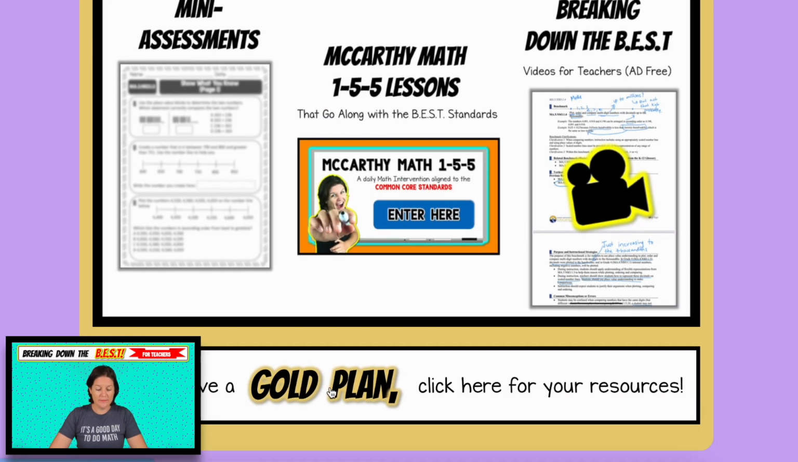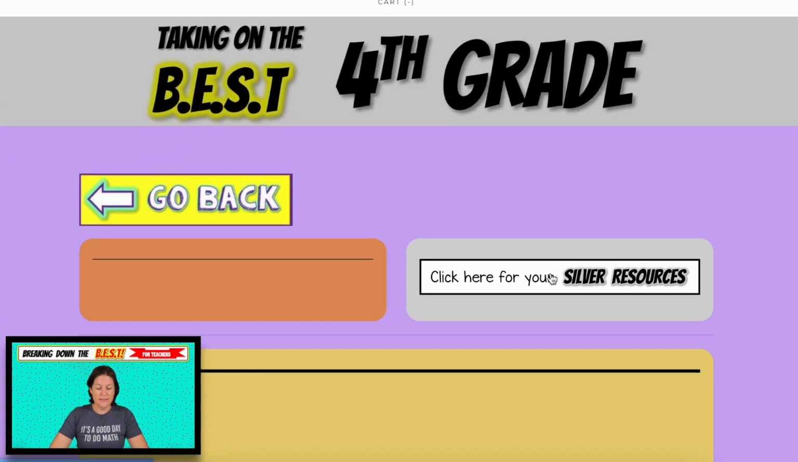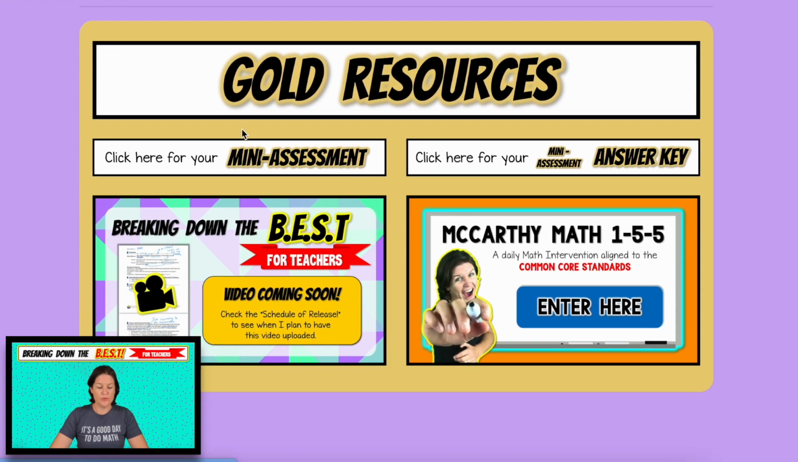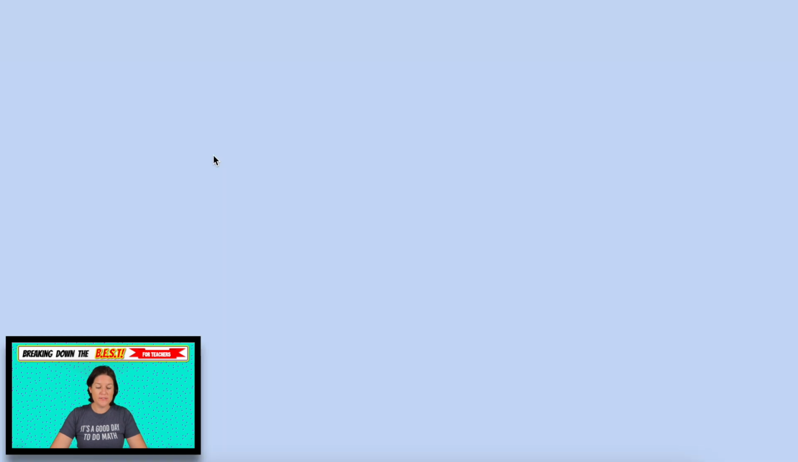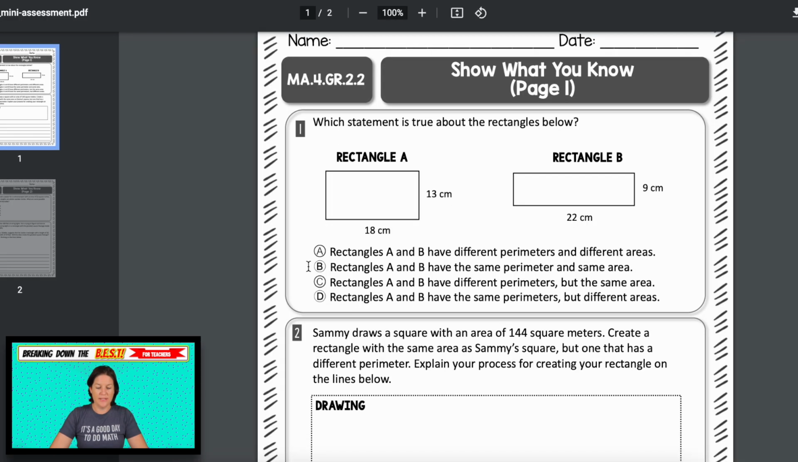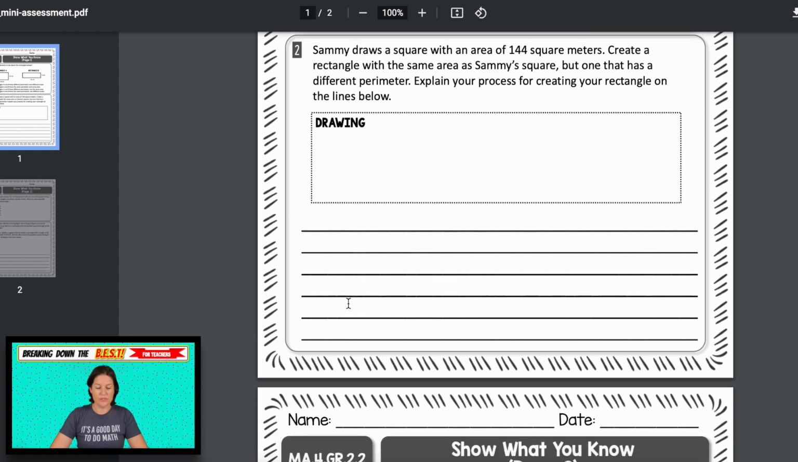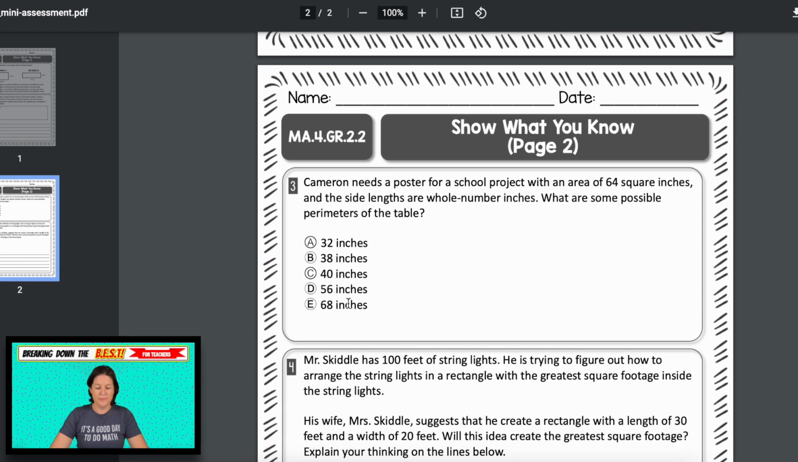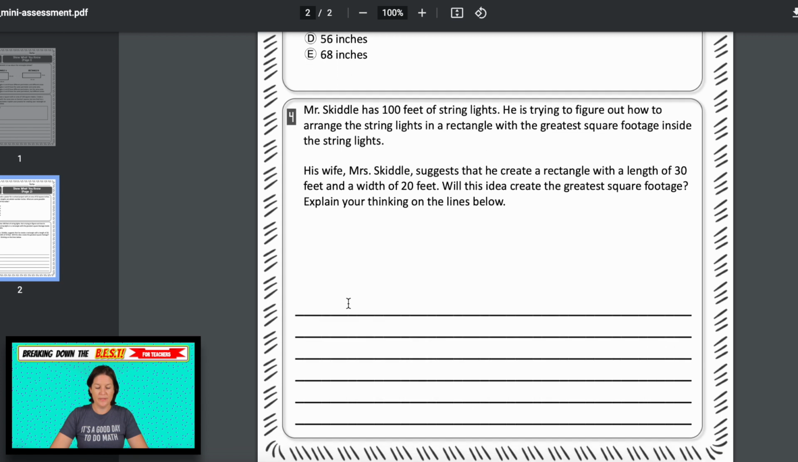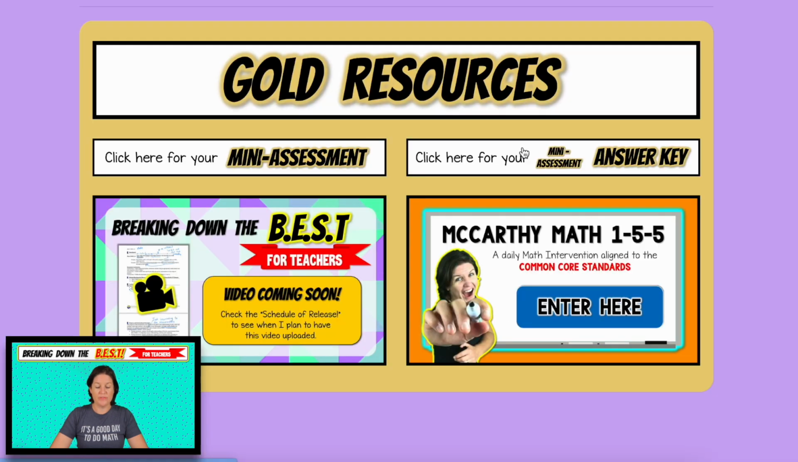If you have the gold plan, you can click here and you have access to everything that we've gone over, plus this mini assessment aligned strategically to this standard. You can see a variety of question types. Okay, and then you also have the answer key.